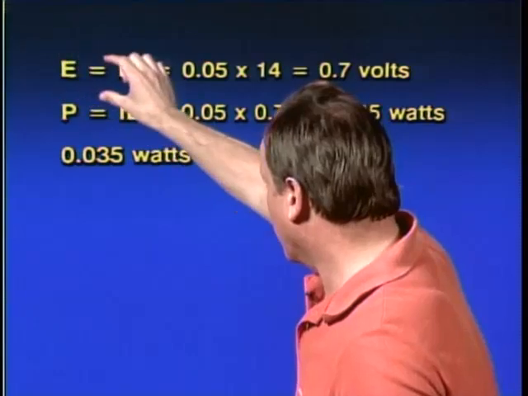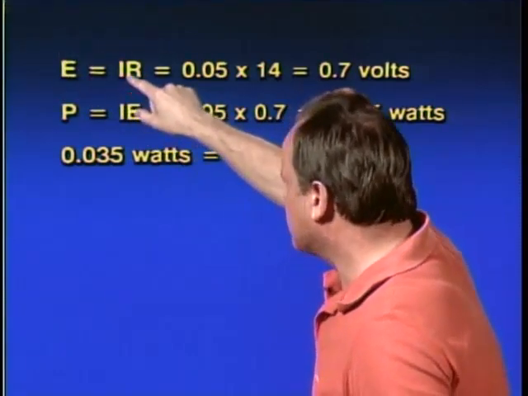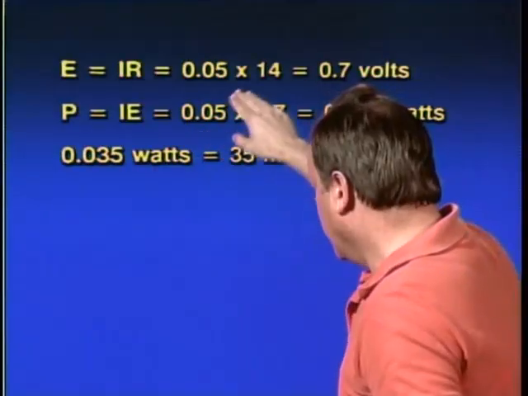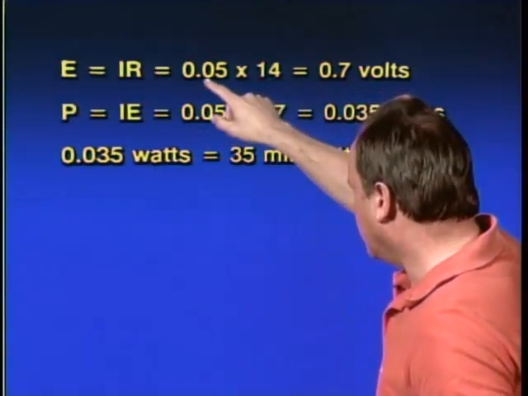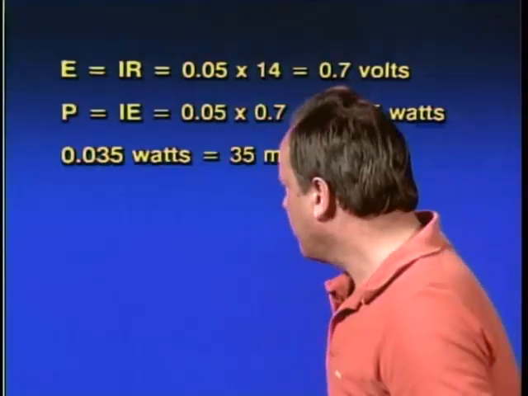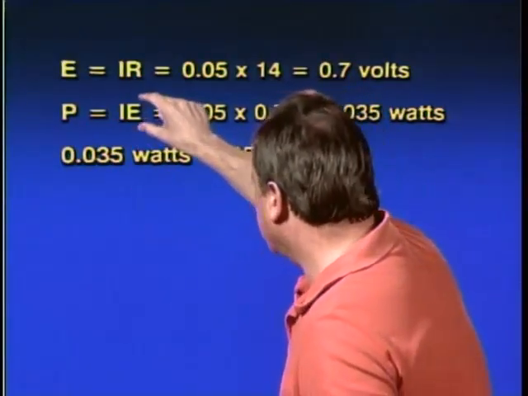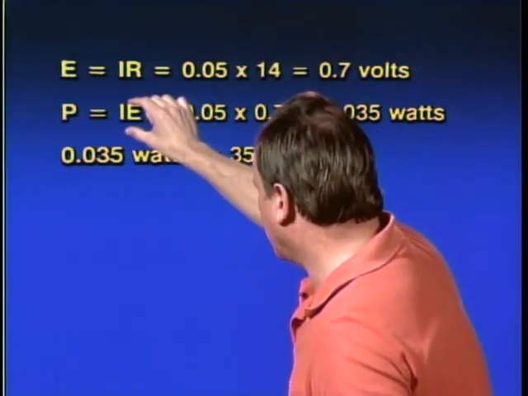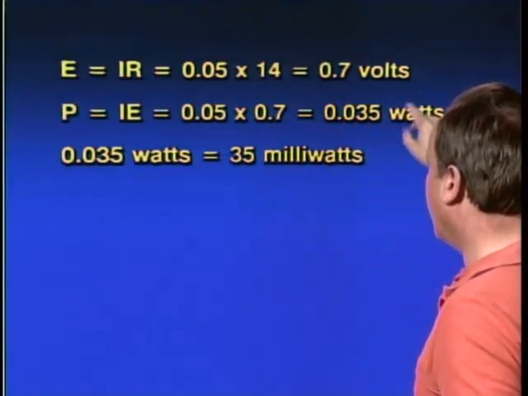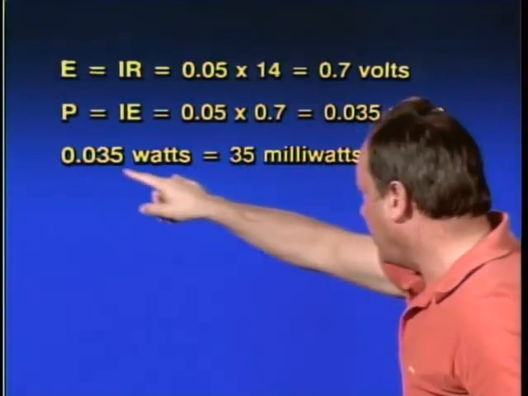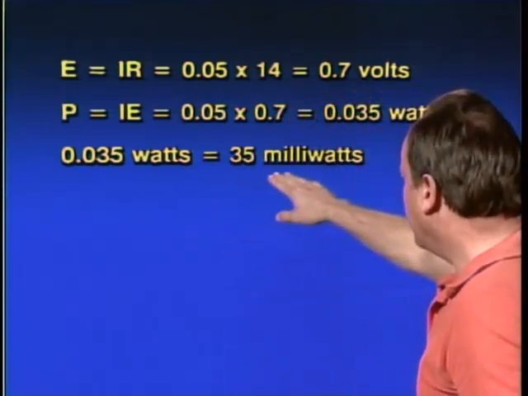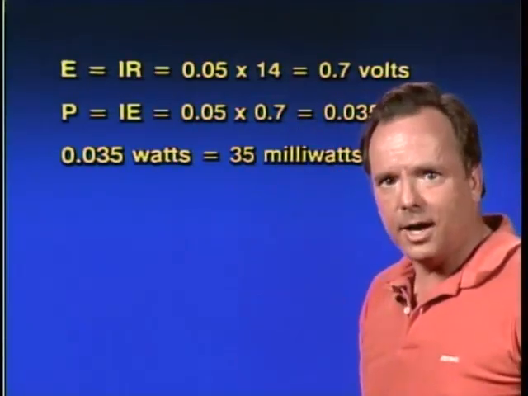Volts, electromotive force, equals the current, which is I, times the resistance. The current was 0.05 amps, and the resistance was 14 ohms, and you multiply that out, and we have 0.7 volts. Now we have the information to find out power, and so you take the volts, which was 0.7, and multiply it times the current, which is 0.05, and 0.05 times 0.7 equals 0.035 watts, and that's 35,000th of a watt. Another way to express that is 35 milliwatts, because 1 milliwatt is 1,000th of a watt.